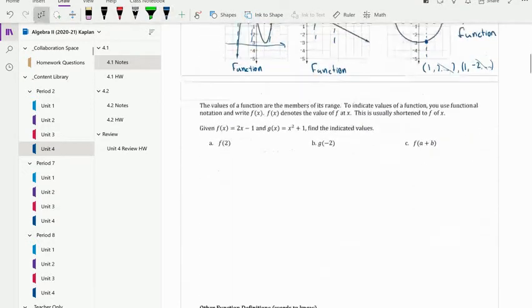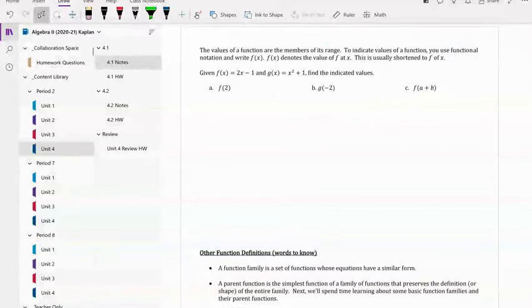Okay? We also have this lovely thing called function notation. The values of a function are the members of a range. So that's the values, the range, the outputs. These are all different ways of saying the same thing. But to indicate the values of a function, you use function notation and write f parentheses x. F parentheses x denotes the value of f at x. This is usually shortened to f of x. So you'll hear me say a lot this unit and moving forward, f of x.